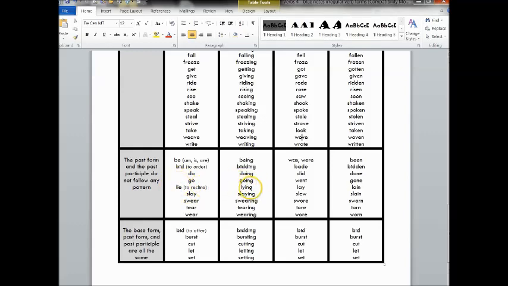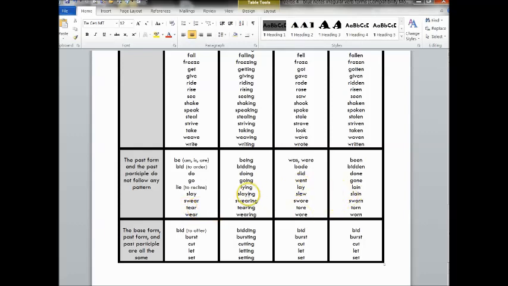Lie, to recline, to lay back. Lying with the Y-I-N-G. Lay, not laid, and lain. So that is different than the other lie, to tell an untruth, right? To deceive would be lied and lied. This is lay and lain. Then we have slay, slew, and slain.